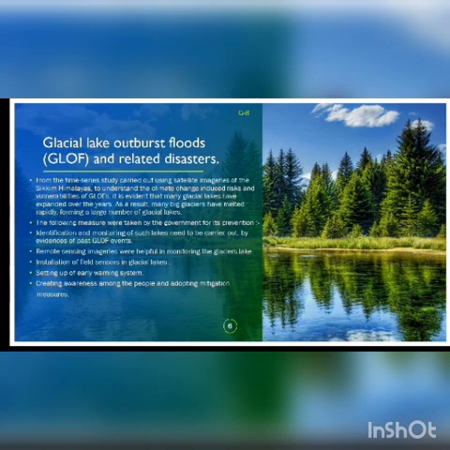Identification and monitoring of such lakes need to be carried out by evidences of past GLOF events. Remote sensing imageries were helpful in monitoring the glacier lake. Installation of field sensors in glacial lakes. Setting up of a lake warning system. Creating awareness among the people and adopting mitigation measures.